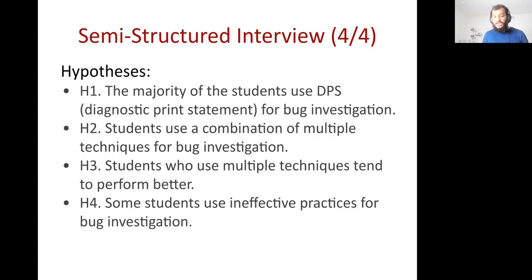The analysis of the interviews led us to 4 hypotheses. The first hypothesis: the majority of the students use diagnostic print statements for bug investigation. The second hypothesis: students use a combination of multiple techniques for bug investigation. Third hypothesis: students who use multiple techniques tend to perform better. Fourth, and our final hypothesis: some students use ineffective practices for bug investigation.